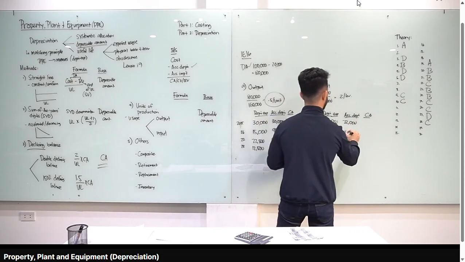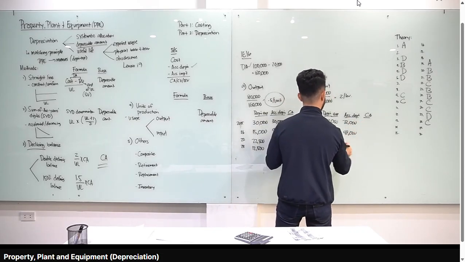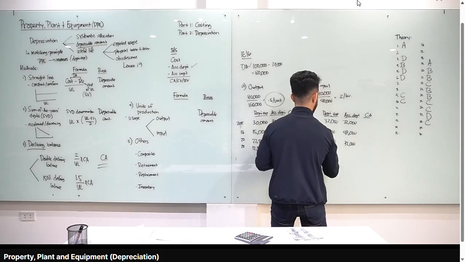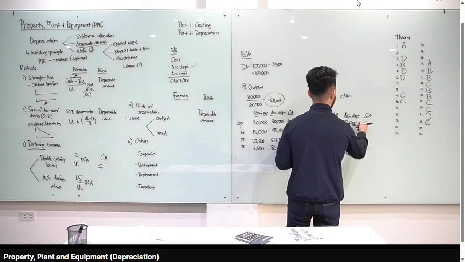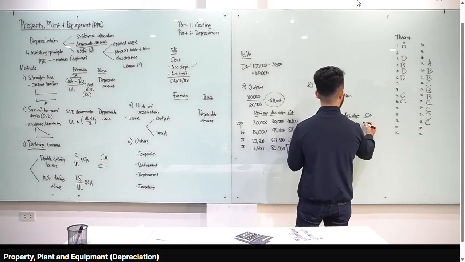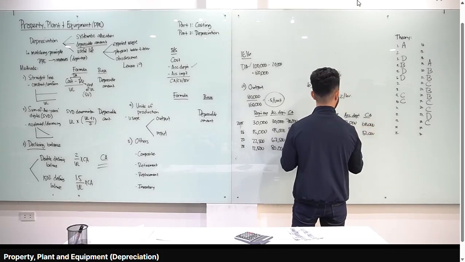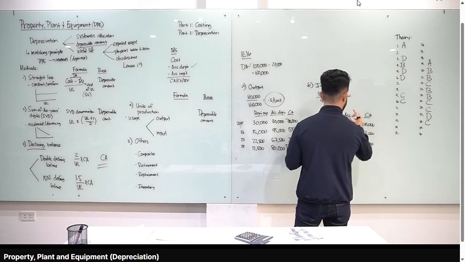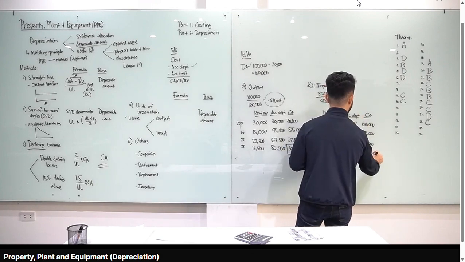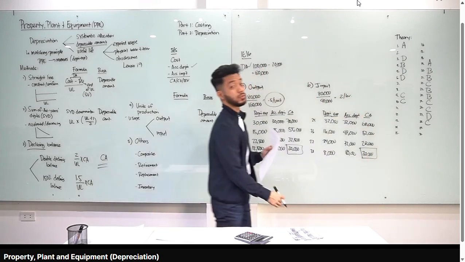32 plus 16 is 48. 48 plus 24, it's 72. 72 plus 8, it's 80,000. Carrying amount at the start, 100,000 minus 32,000, 68. 100,000 minus 48, that's 52,000. 100,000 minus 72, that's 28,000. And 100,000 minus 80, that's 20,000. At the end of its life, the carrying amount is equal to residual value.